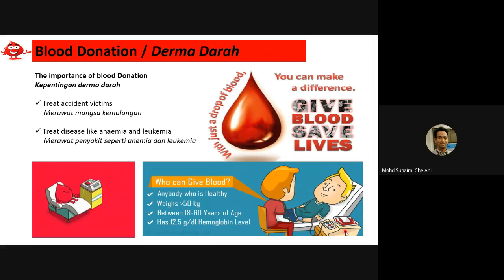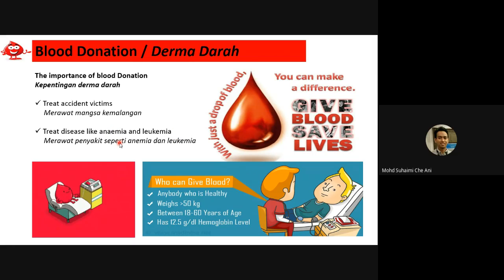Okay, why do we learn about blood compatibility? Because we want to look at blood donation. So blood donation is very, very important because we can help the people who are in need. So who are they? They are the ones from accidents. Another one, they got diseases such as anemia and leukemia.